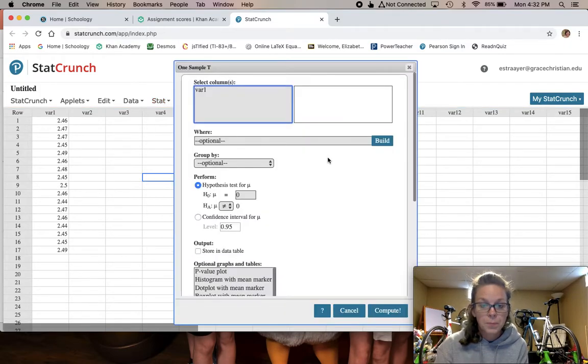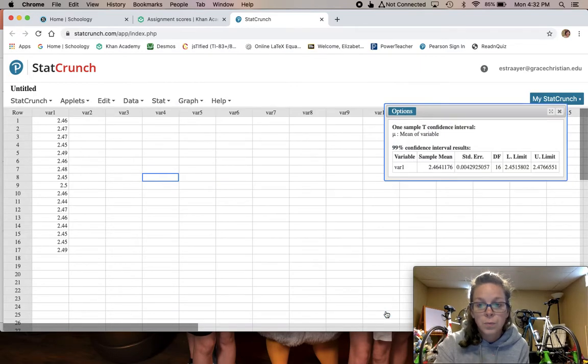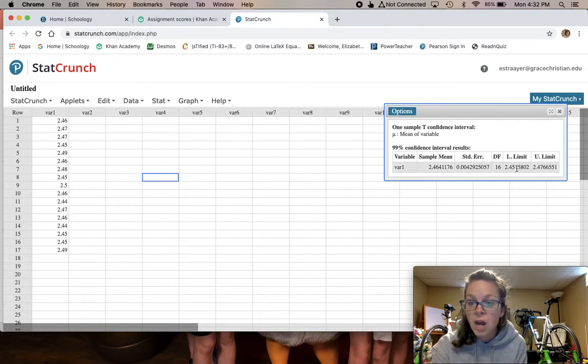We're going to go with data. We're going to tell it where the data is, and then what we're making is a confidence interval. And this problem asks us for a 99% confidence interval. So we're going to change that to 99, and I'm going to compute. And so right here it has our sample mean, which is that 2.464, I guess it was. And then our lower limit and upper limit, that is our confidence interval.